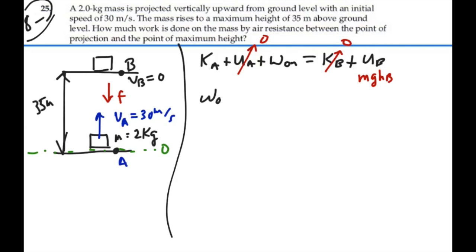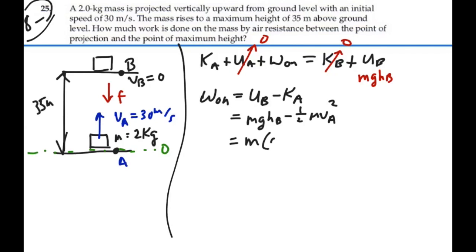So now we can solve for the work done on the system along the way, which is indeed the work done by air friction. And that's going to be equal to the potential energy at B minus the kinetic energy at A, which is going to be mg height at B minus 1/2 mass times the velocity at A squared, kinetic energy at A. Factor out the mass, so we have m times g height at B minus 1/2 velocity at A squared.